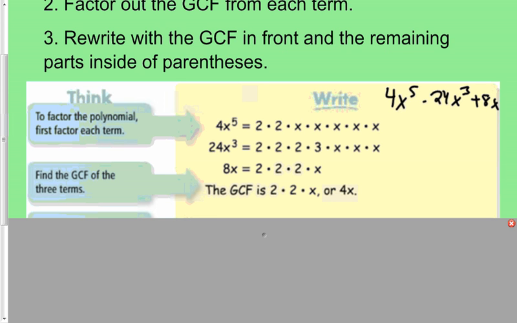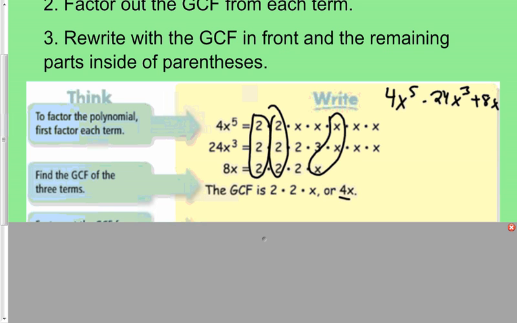So factoring it, you're trying to find the greatest common factor in all three parts. If you look at all three parts, we have 4x to the fifth power, 24x to the third power, and 8x. We can do the prime factorization, and you can find a 2 in common, another 2 in common, and an x in common. So that would be 2 times 2 times x, which would be 4x. So the greatest common factor is 4x. So pull that out of each of them.